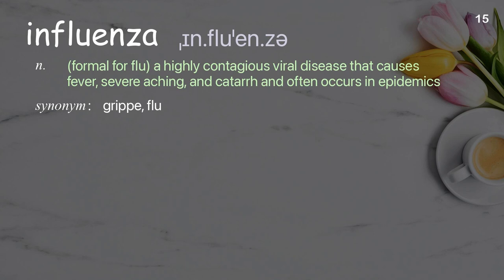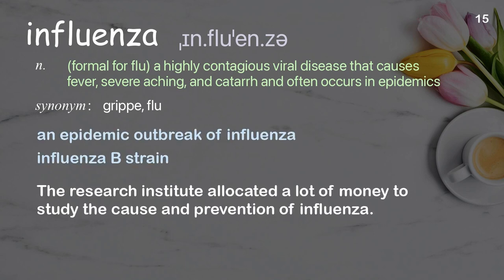Influenza. Formal for flu, a highly contagious viral disease that causes fever, severe aching, and catarrh, and often occurs in epidemics. Examples: An epidemic outbreak of influenza. Influenza B strain. The research institute allocated a lot of money to study the cause and prevention of influenza.